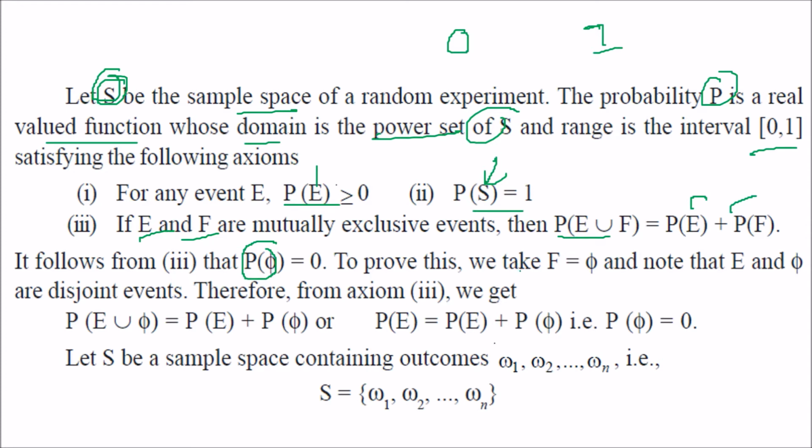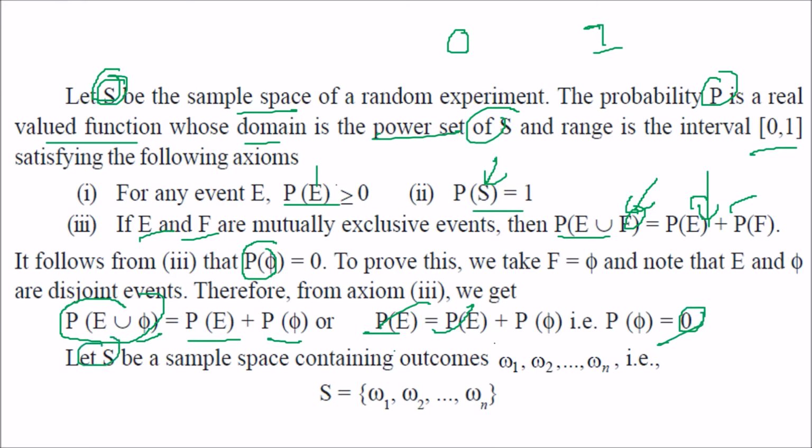If you want to prove this, just take the expression P(E union phi). Let us take F as phi. So that is equal to P(E) plus P(phi). We use this expression. And what is E union phi? If you combine E with phi, you'll get E. So you can cancel it out and P(phi) is 0. We are going to use this.